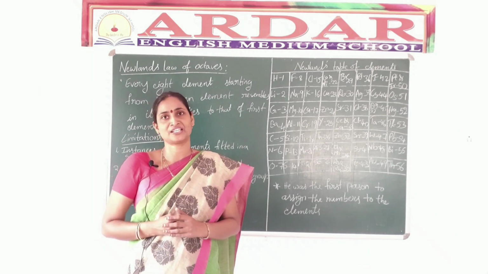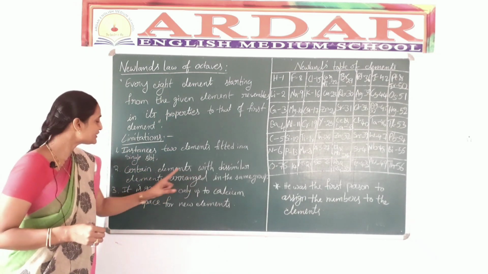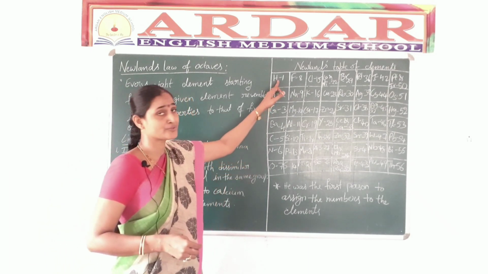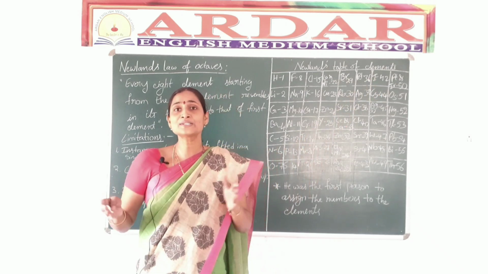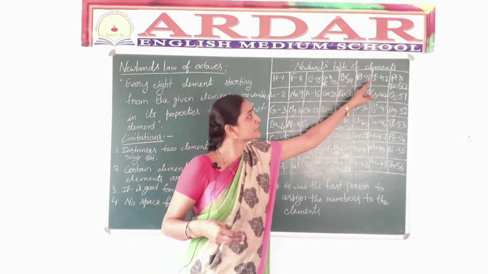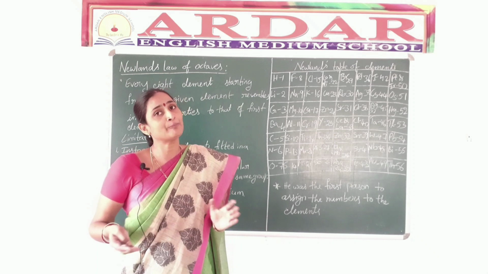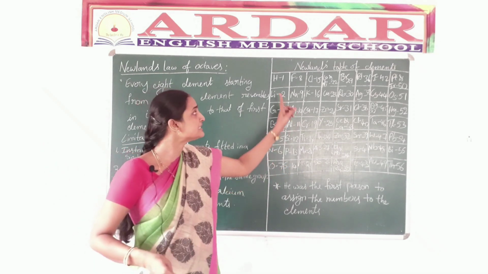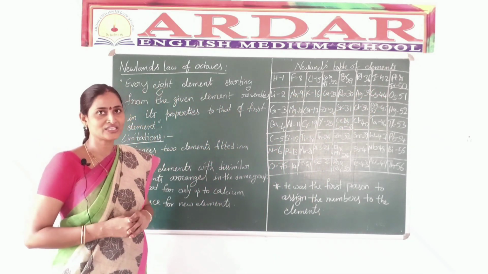That is the first mistake. And the second one: certain elements with dissimilar properties were arranged in the same group. For example, except hydrogen, fluorine, chlorine, bromine and iodine, which belong to the halogen family, when you observe here, cobalt, nickel, palladium, platinum and iridium have dissimilar properties compared to halogens. But he arranged all those dissimilar elements in the same group. That is why this is also one limitation of Newlands' law of octaves.